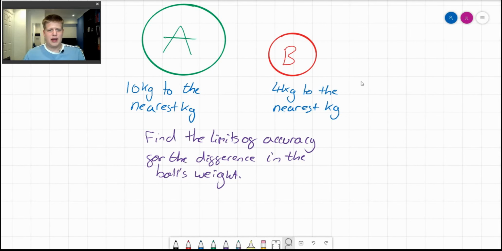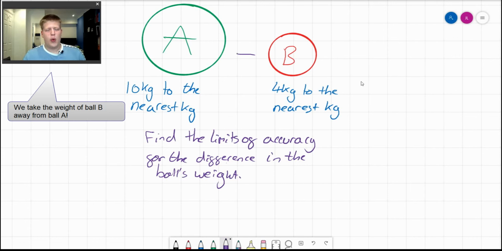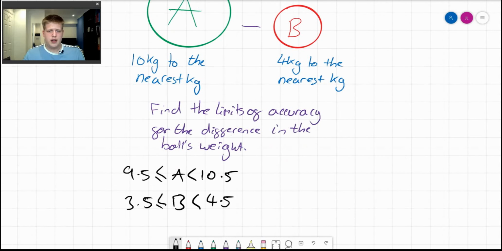Now that we've added them together, let's look at taking them away from each other. So what we're saying is that we want to find the limits of accuracy for the difference in the balls' weight. So if we take the weight of ball A and we take it away from the weight of ball B, what are the largest and smallest numbers that we can produce? So here are the limits of accuracy for A and B. The question I want to ask is, what is the lower bound of their difference? So we want to produce the smallest number possible by taking the weight of A away from the weight of B. So what would that look like?